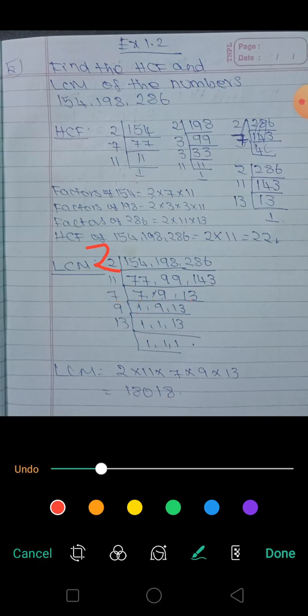Only one 9. So 9 ones are 9. So 1 as it is 1, and then 1, and then 13, because 13 will not come in the ninth table, so we can't change. After the 13 table is used, we will get the 13 into 1.